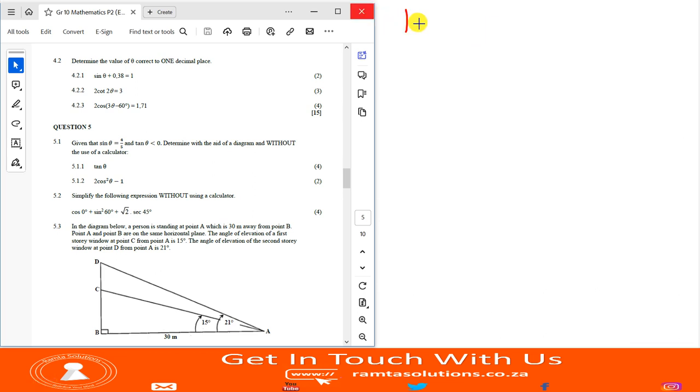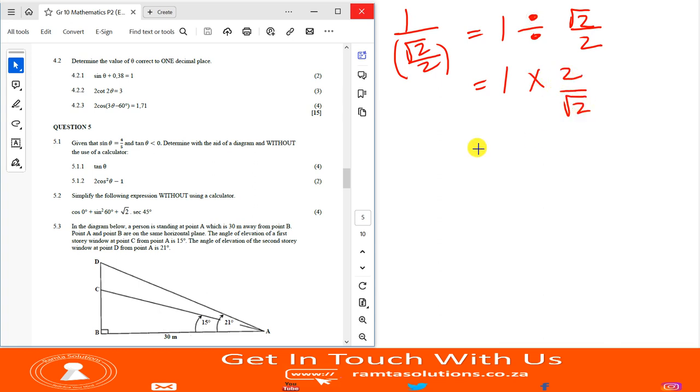When you say 1 over root 2 over 2, it's similar to saying 1 divided by root 2 over 2. Therefore, division must change to multiplication, and then 2 over root 2. Hence, you have 2 over root 2.